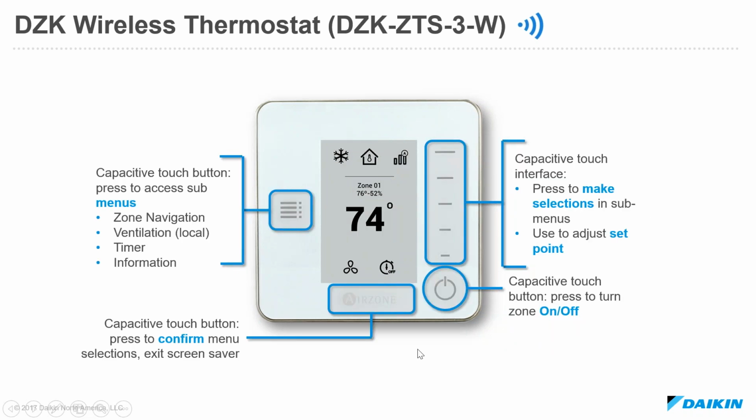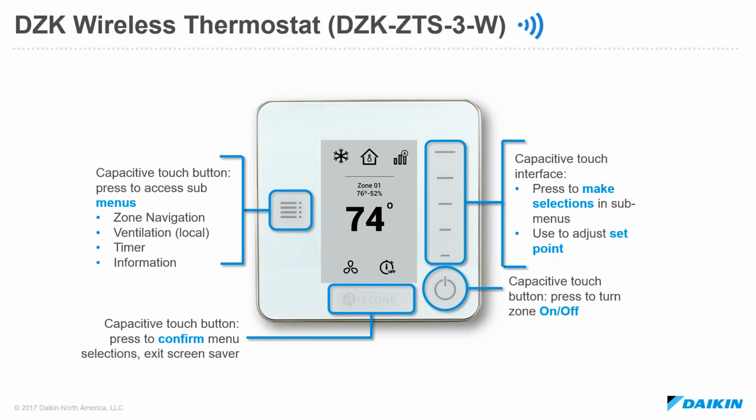I do just want to note again that the control of the wireless thermostat is done with capacitive touch buttons that are around the edges of the display. On the left side, you'll see a menu button, and this is what allows zone navigation. If for some reason the main thermostat fails, we can actually navigate to other zones using a wireless thermostat and control other zones. But this menu is where we'll also access the local ventilation, the on-off timer, and the thermostat information. On the right side of the screen, there's a series of graduated lines.